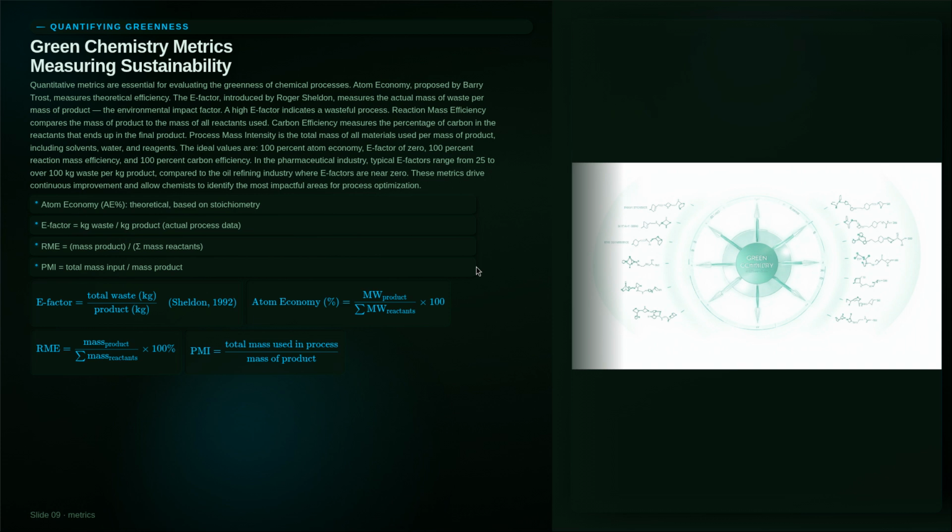Process mass intensity is the total mass of all materials used per mass of product, including solvents, water, and reagents. The ideal values are 100% atom economy, E factor of 0, 100% reaction mass efficiency, and 100% carbon efficiency. In the pharmaceutical industry, typical E factors range from 25 to over 100 kilograms waste per kilogram product, compared to the oil refining industry where E factors are near zero.